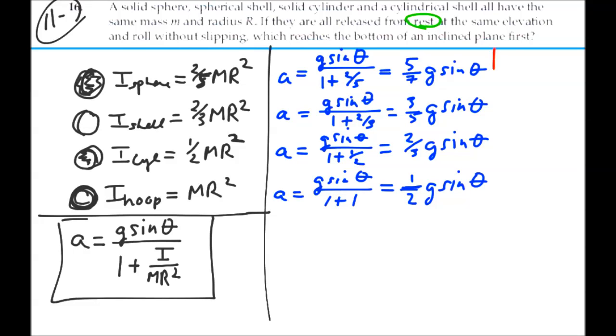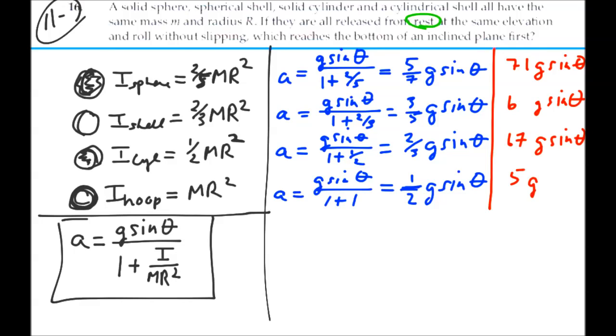So in terms of g sine theta, this first one is going to be 0.71 g sine theta. Next one is going to be 0.6 g sine theta. Next one will be 0.67 g sine theta. And the last one will be 0.5 g sine theta. So our largest one in terms of acceleration is the first one, the sphere. So that will have the largest linear acceleration going down the incline, all of them starting from rest.